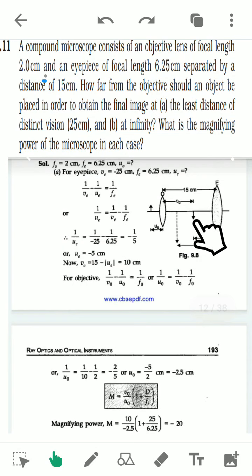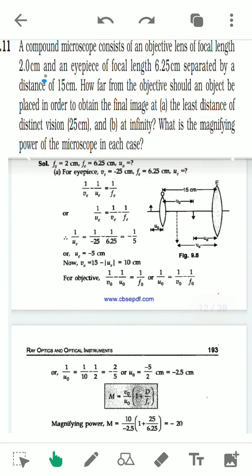So see how to calculate this numerical. What else is given? Focal length of the eyepiece is given, that is 6.25 centimeter. Then image distance from the eyepiece is given, that is minus 25 centimeter. You have to calculate first UE. How to calculate UE? 1 by UE is equal to 1 by VE minus 1 by FE. So you can calculate UE by using this equation, and finally you get UE is equal to minus 5 centimeter.